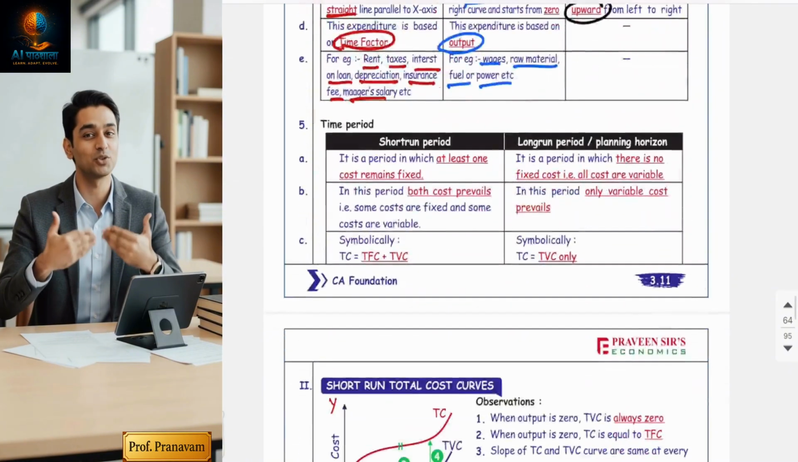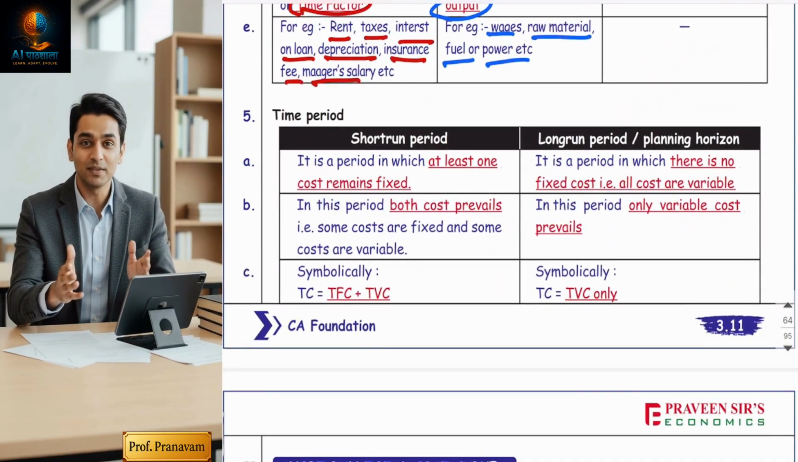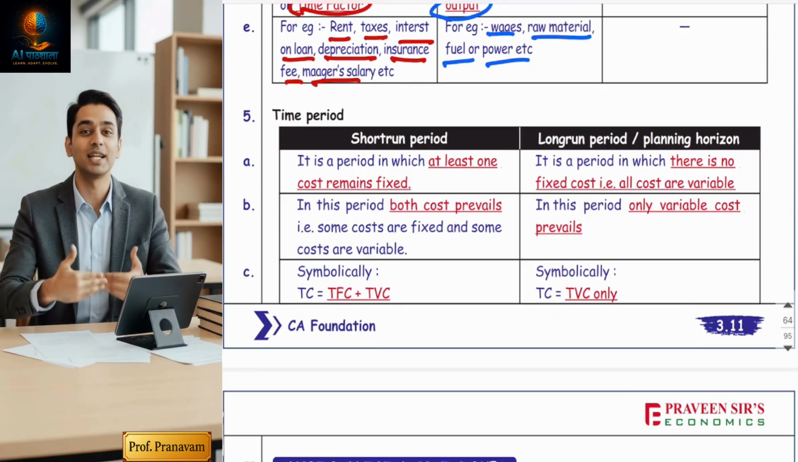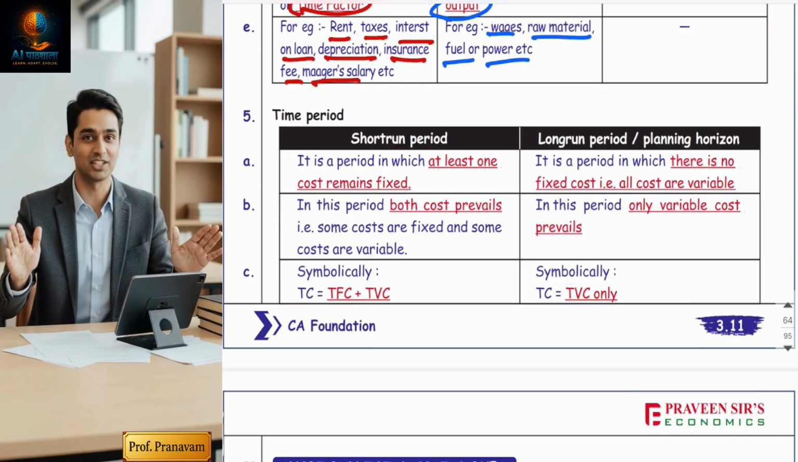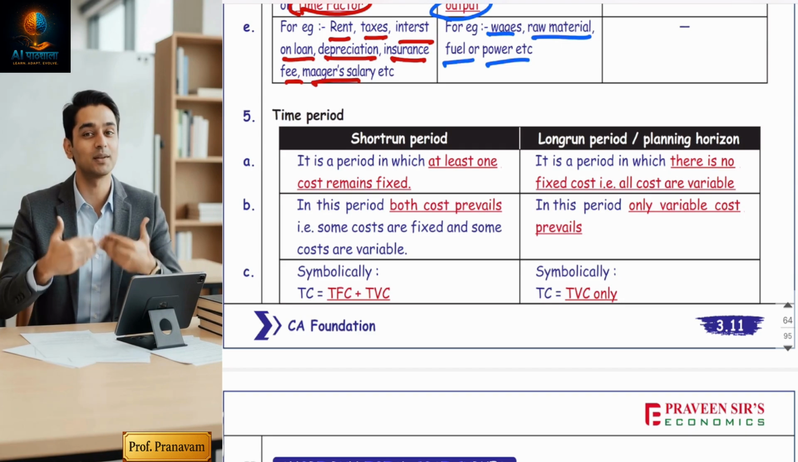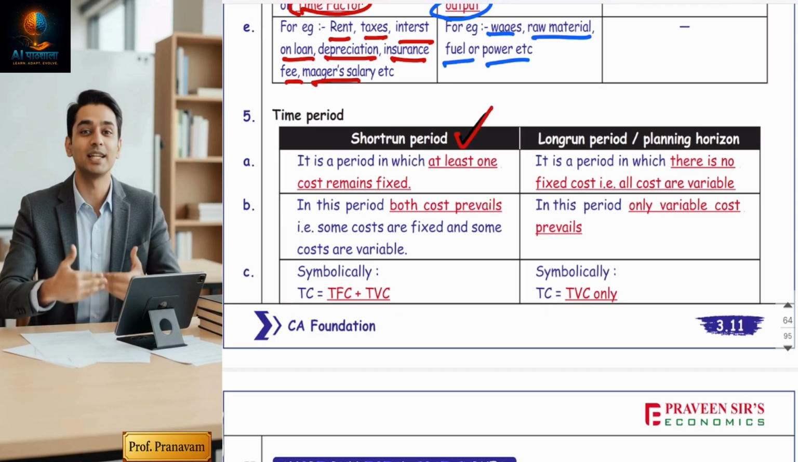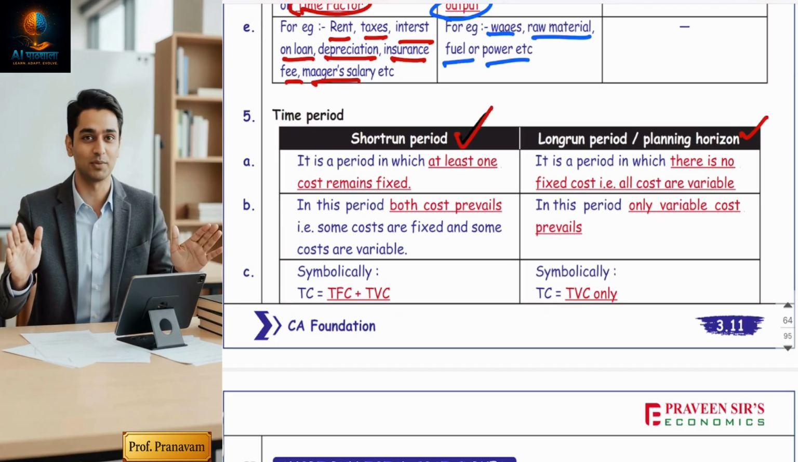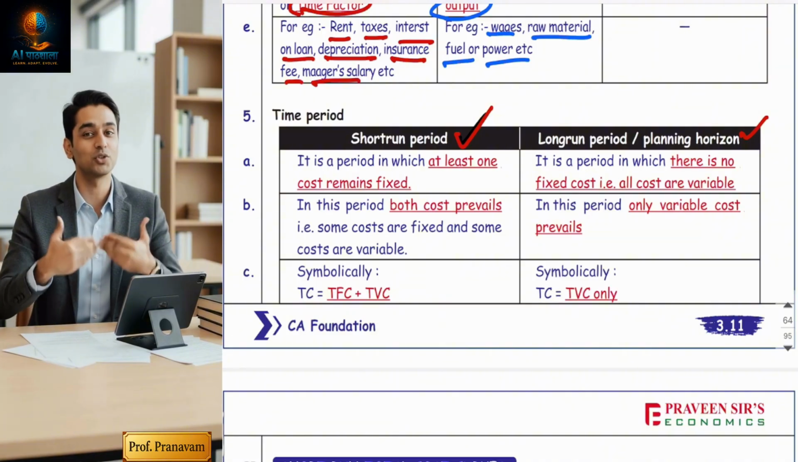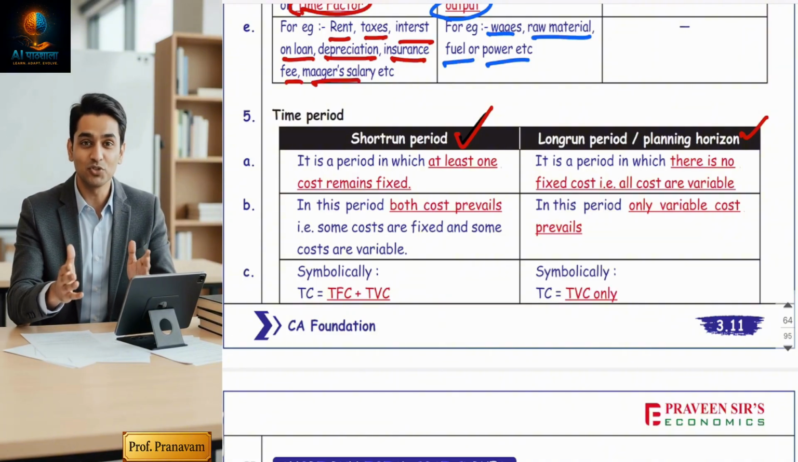Okay, sir. Now time period. The fifth and last point, time period. Listen, before starting with your cost curves, you have to understand the time. Every theory we are going to learn in two periods. Business can be run, as per economics, in the short run, short period, as well as the long period. So you have to understand the meaning of short run and long run. What is the short run period and what is the long run period?